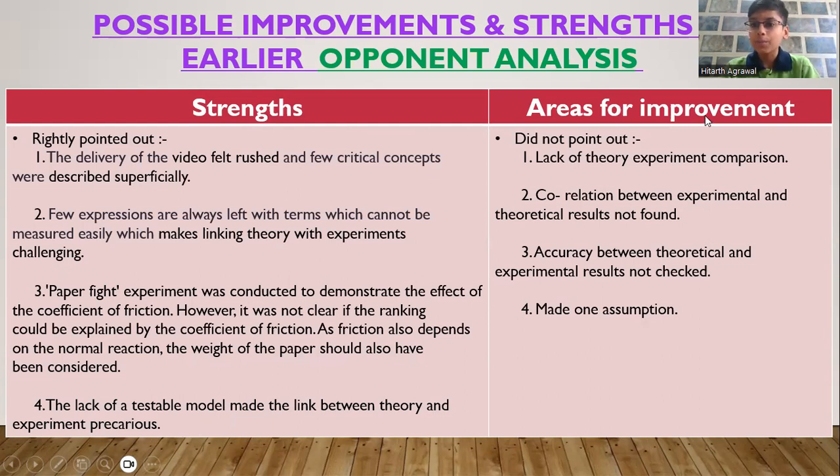Then, the areas for improvement for the opponent, according to me, were: the opponent did not point out the lack of theory-experiment comparison, that correlation between experimental and theoretical results was not found in the reporter's PPT, that accuracy between theoretical and experimental results was not checked by the reporter, and that the reporter also made one assumption. So these things needed to be pointed out by the opponent, but he did not point them out.